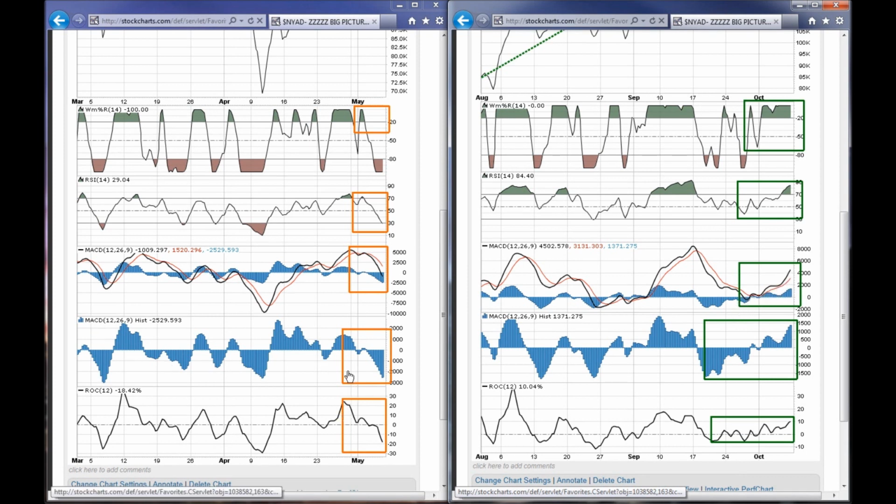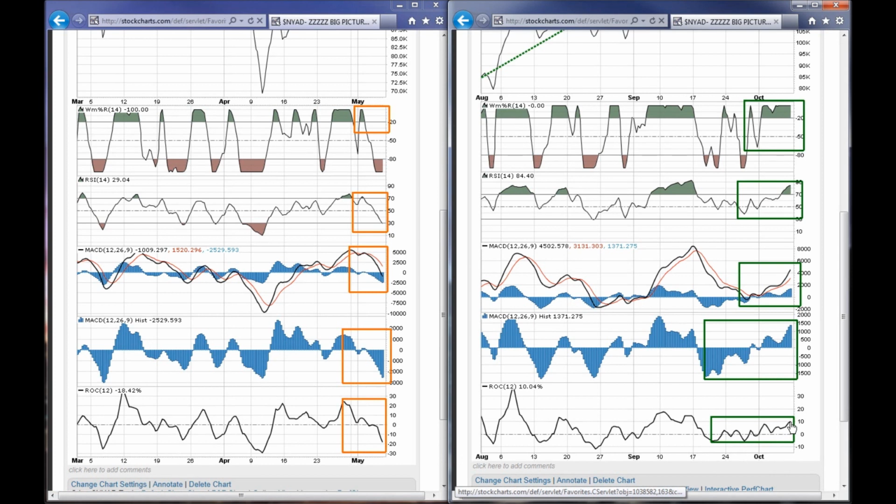MACD histogram, we're going from a high to a low. In the present day, we're going from a low to a high. This looks quite a bit better than this. Rate of change, this is where the market rolls over. Rate of change going from a high to a low. And here we have an uptrend in place.